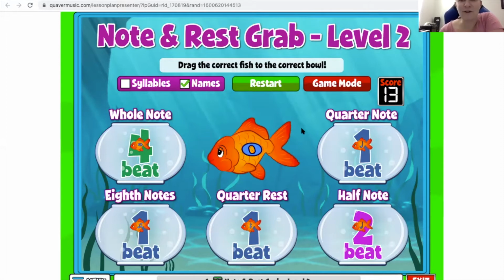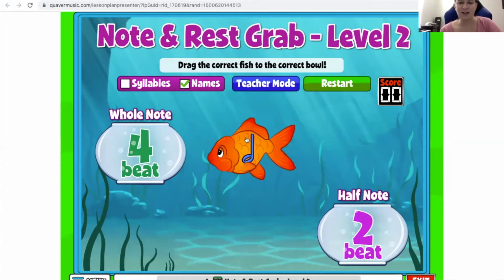All right, for fun, I've had it on teacher mode. Now I'm going to switch to game mode in a second. Your job is to try and get as many fish in the correct bowls as possible. What's going to happen is the farther we get in our game, the more fish there are. When the fish get to the top of the screen, that's when the game is over. I will try to do my best, but if you could call out along with me what those rhythms are, that would be lovely. All right, ready? Game mode in 3, 2, 1.